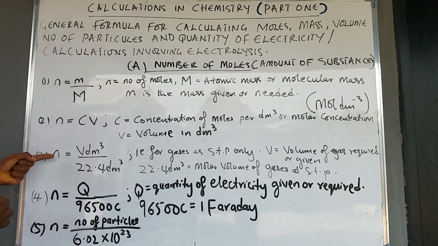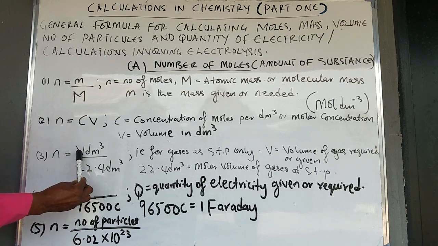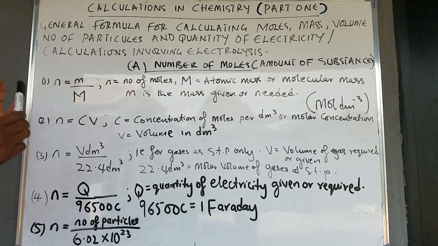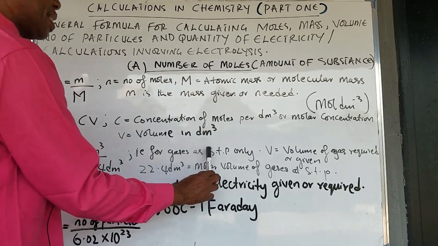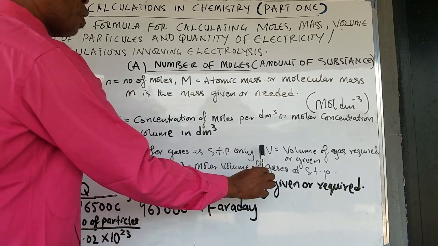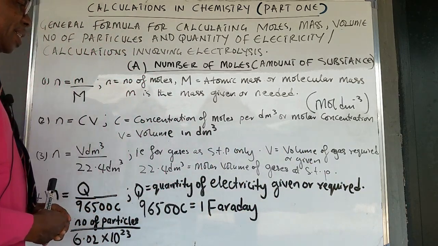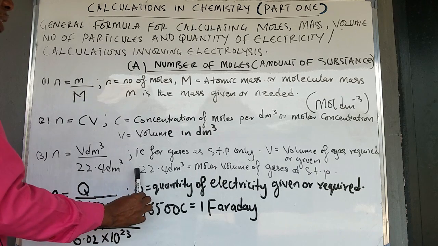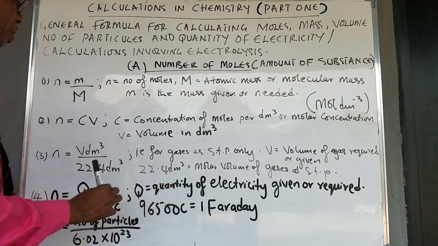Another formula for n is equal to volume in dm³ over 22.4 dm³. This one is particularly for gases, not for liquids. For gases at STP only. So if the volume of a gas is required or given, and you are asked to calculate it at STP, then in that question, you must be given this value, which is the molar volume of gases at STP, 22.4 dm³.